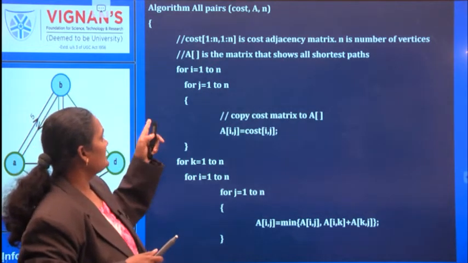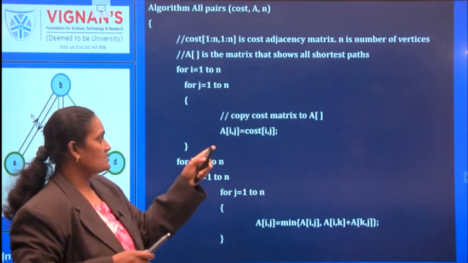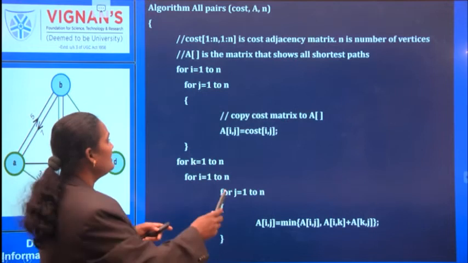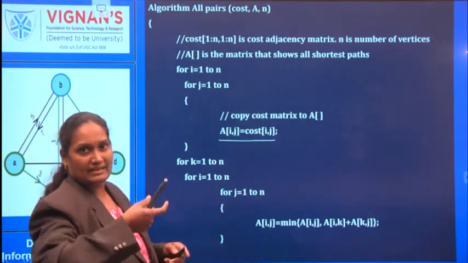Now let us see. For i equal to 1 to N, for j equal to 1 to N, copy cost matrix to A. So what are we doing here? Initially we are copying the cost matrix directly to A.